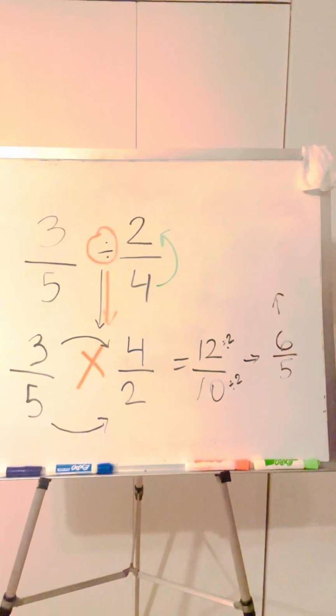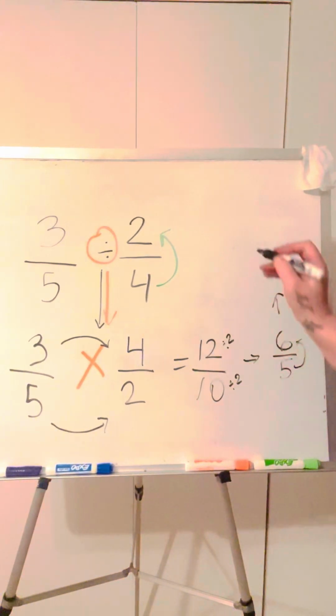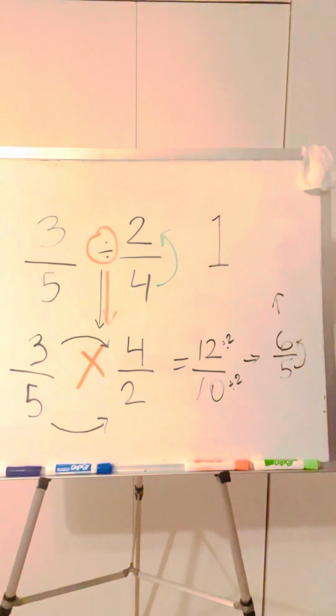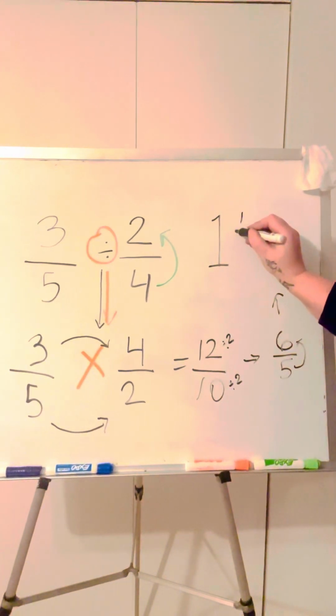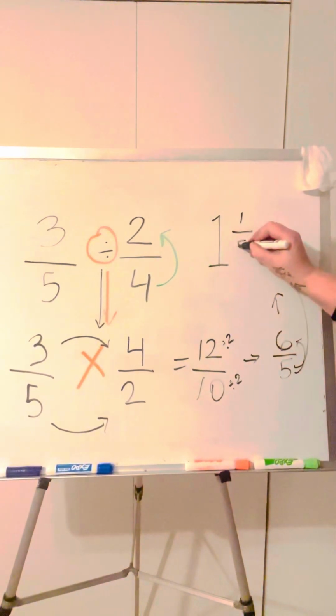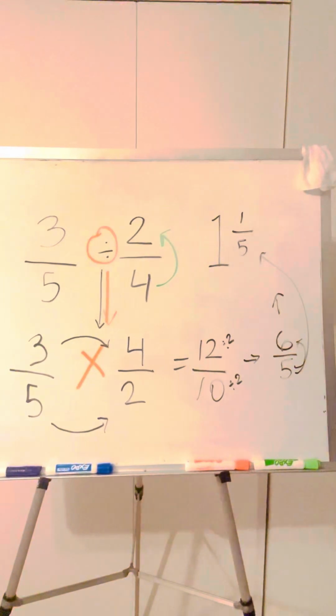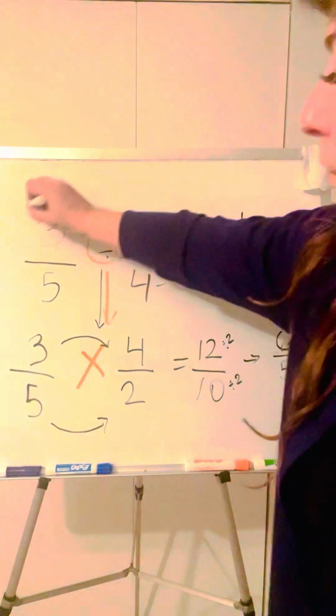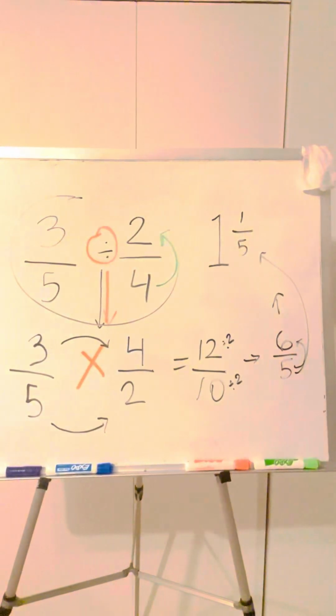So we could turn this into a mixed number. What we do is, how many times does 5 go into 6? Only one time. We make a big 1. And then there's how many left over? To get to 6, there's 1 left over. And then you just copy down the denominator. So that's what the final answer would be. 1 1/5. So this division would become 1 1/5.